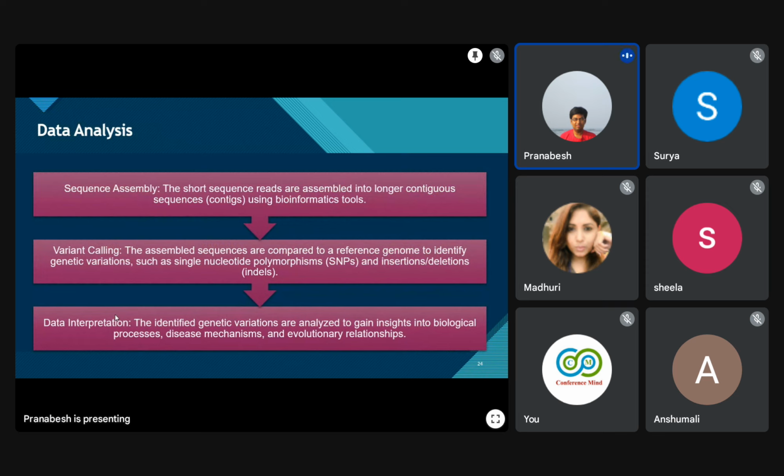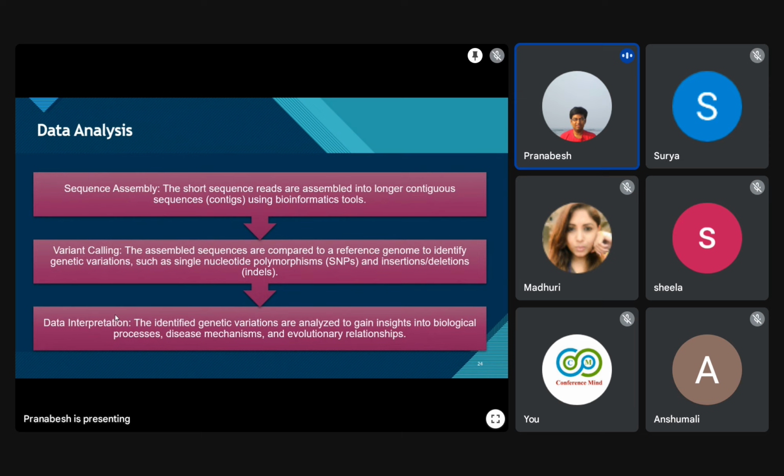So in data analysis, there is sequence assembly. The short sequence reads are assembled into the longer contiguous sequences, contigs, using bioinformatic tools, and there is variant calling. So in variant calling, the assembled sequence is compared to the reference genome to identify the genetic variations.